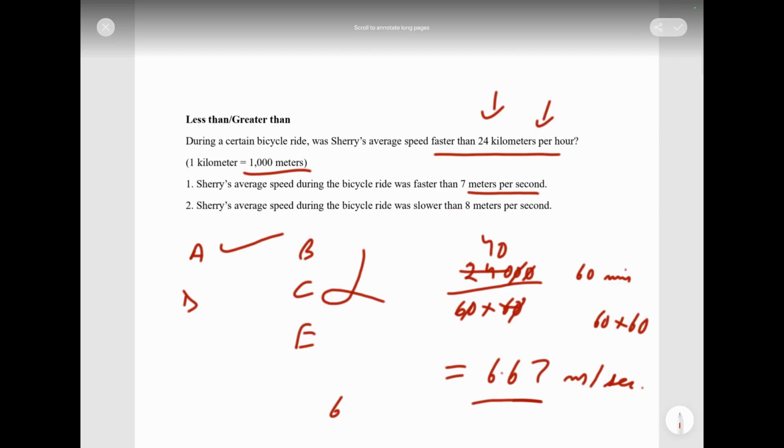So even though the question says faster than 24 kilometers per hour, I did my calculation for 24 kilometers per hour, not for 24.1 kilometers or 24.5 kilometers or 25 kilometers, because people love to think in terms of integers. That's a waste of time. I'll show you one more question of this type.